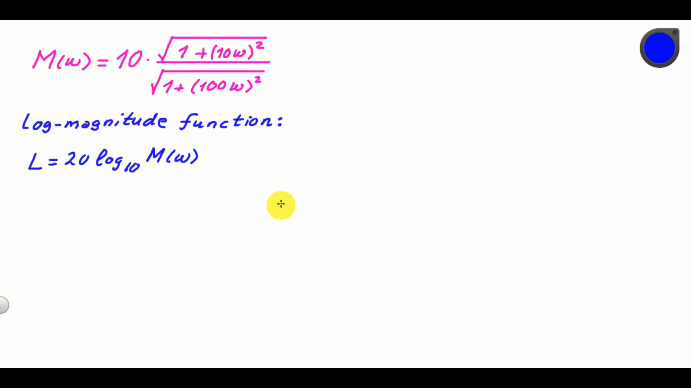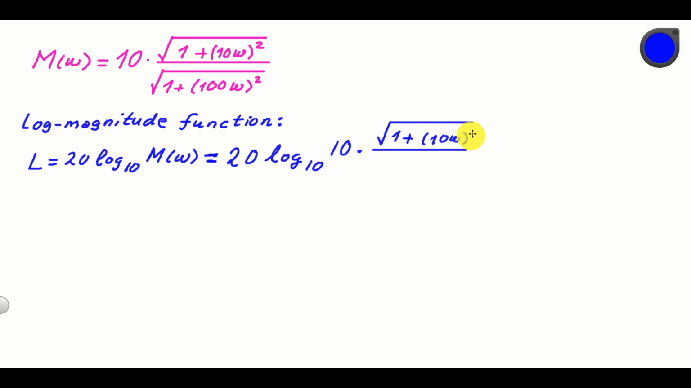In the sequel, we will generate the graph of the log magnitude function. The log magnitude function is defined as 20 logarithm with the base of 10 of m of omega. And let's substitute m of omega into this expression, so we will obtain 20 log with the base of 10 and over here we will substitute 10 multiplying. In the numerator we will have square root of 1 plus 10 omega squared, and in the denominator we will have the square root of 1 plus 100 omega squared.